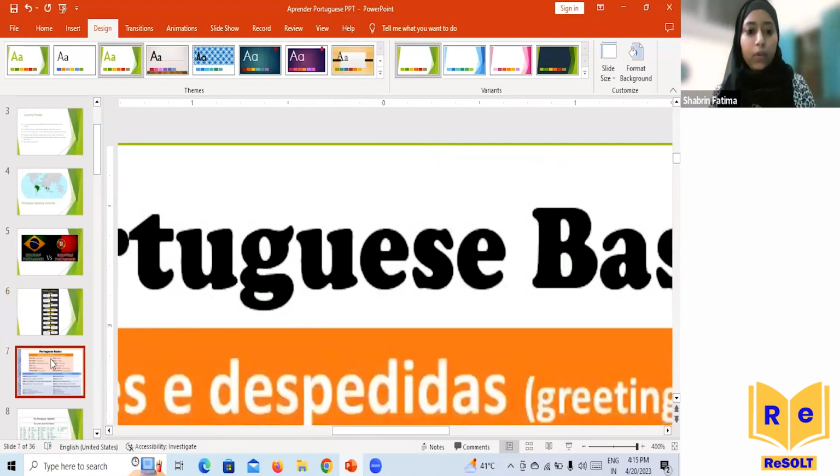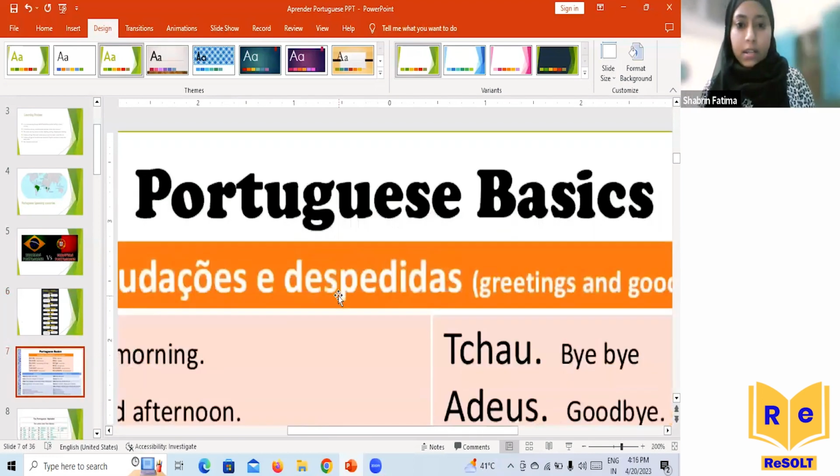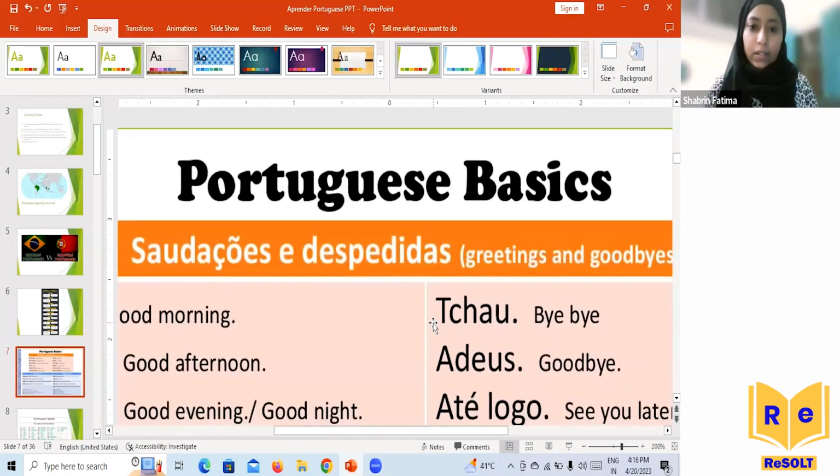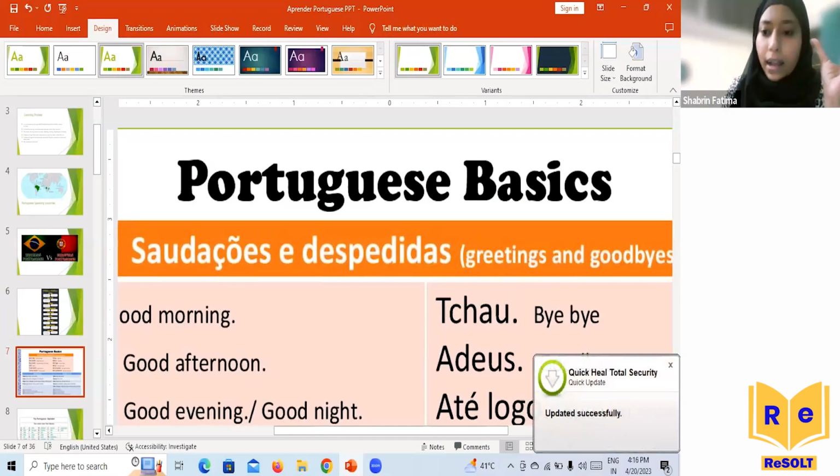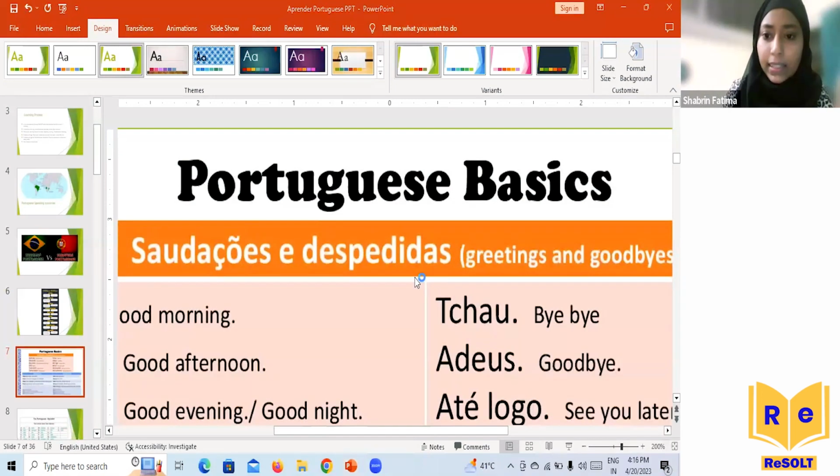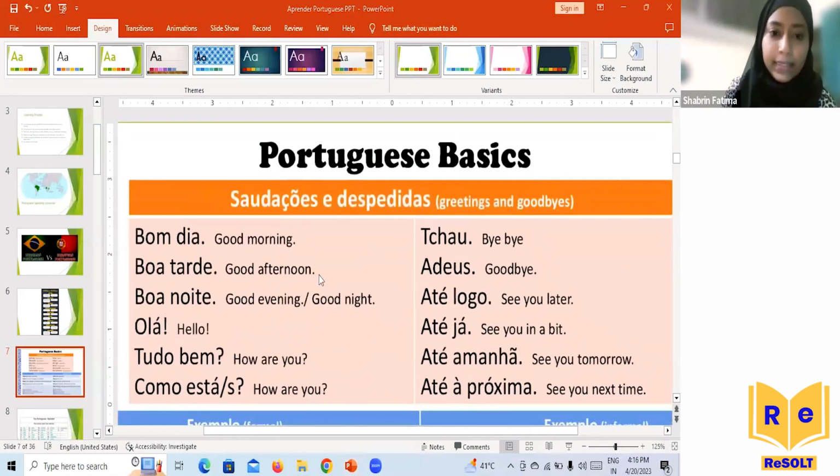Now let's have a look at some basic Portuguese. The basics are greetings and goodbyes. In Portuguese, the term is saudações e despedidas, which means greetings and goodbyes. There are some basic terms for that, so let's have a look.